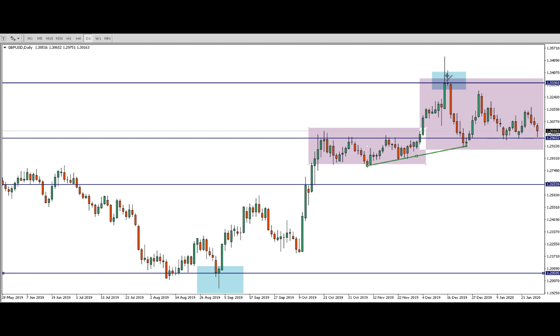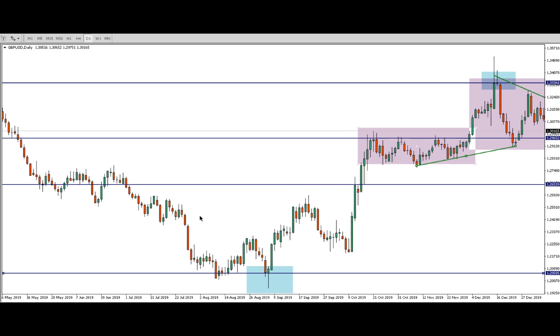Okay, let's see. I would say this line could be like this. This trend line is not to trade. It's just to show you how we have lower highs and lower highs, and we are testing this level. Okay, so let's find another example somewhere.